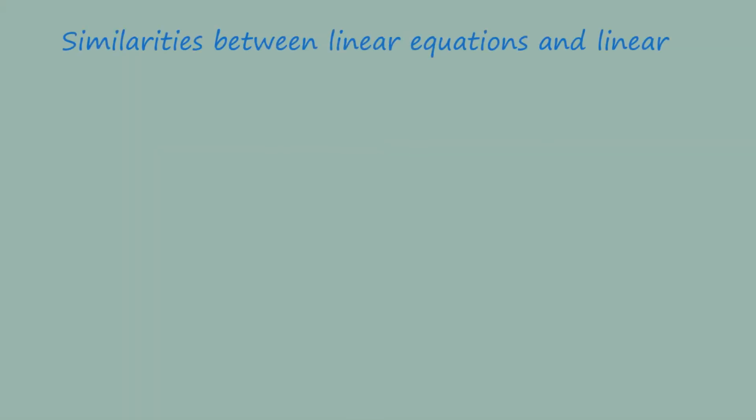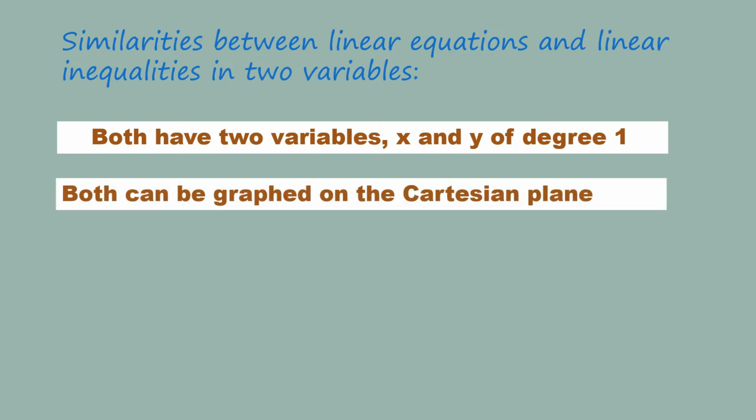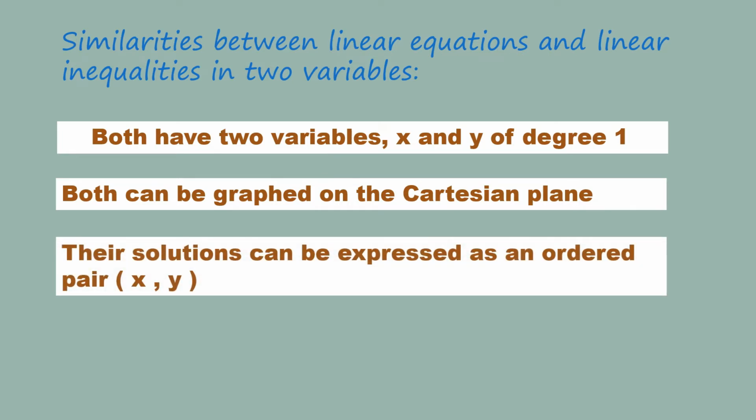At alamin natin kung ano ang similarities between linear equations and linear inequalities in two variables. Okay, first, pareho silang may variables na x and y of degree 1, kaya nga po tinawag na linear. And both can be graphed on the Cartesian plane. So, na ipa-plot natin ang solution sa Cartesian plane. And their solutions can be expressed as an ordered pair, x and y.